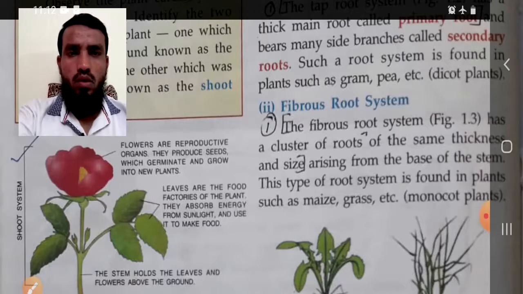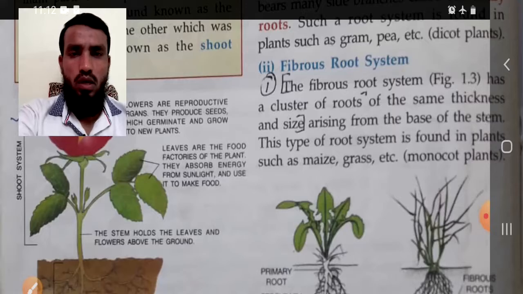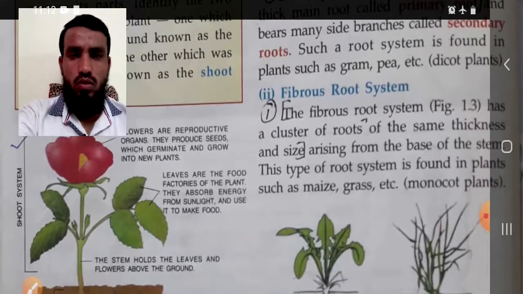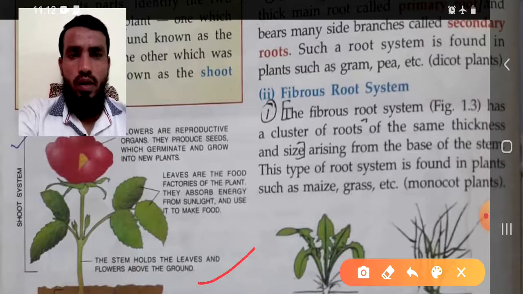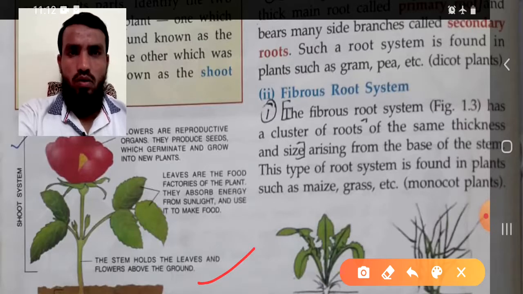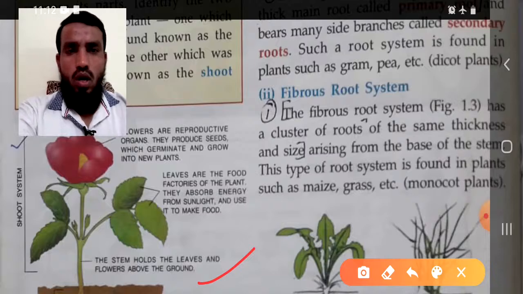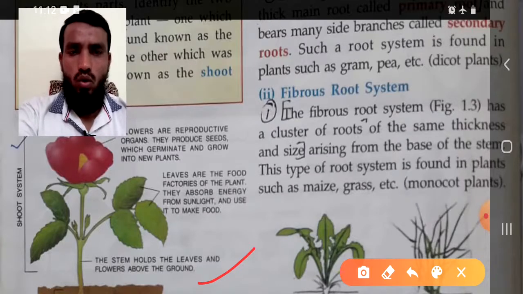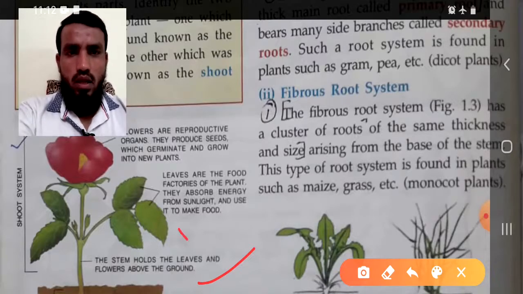Now we will talk about the shoot part. Shoot means the part above the soil. So above the soil, that is the stem. First of all we have to see what the stem is. Actually the stem holds the leaves and flowers above the ground, right? Whatever things are attached to the upper part of the plant, leaves, flowers and fruit, they are held by the stem. Now the second thing, leaves.